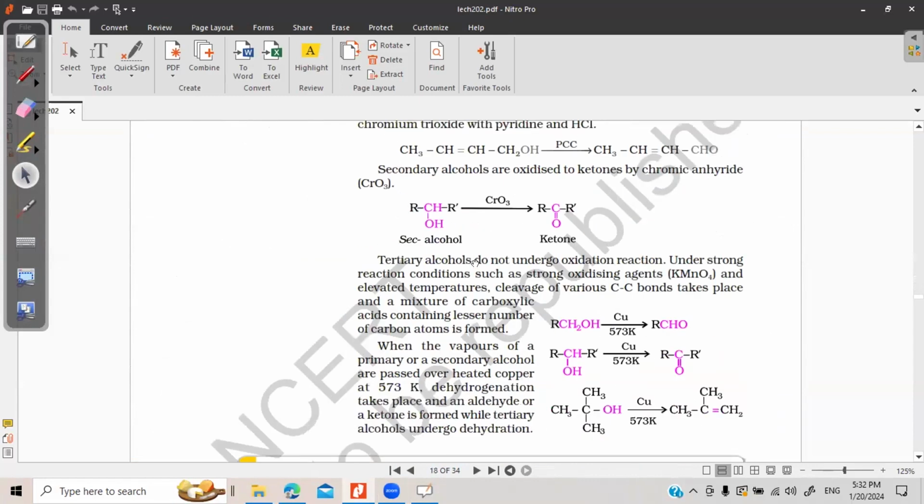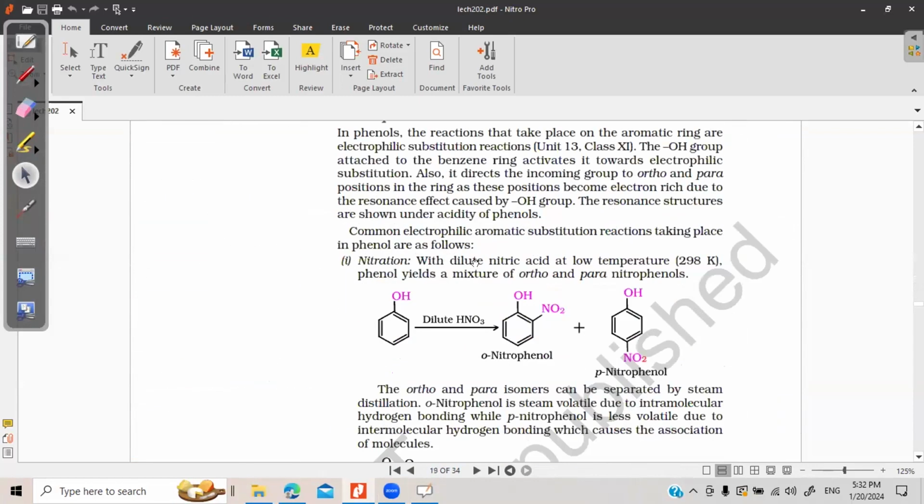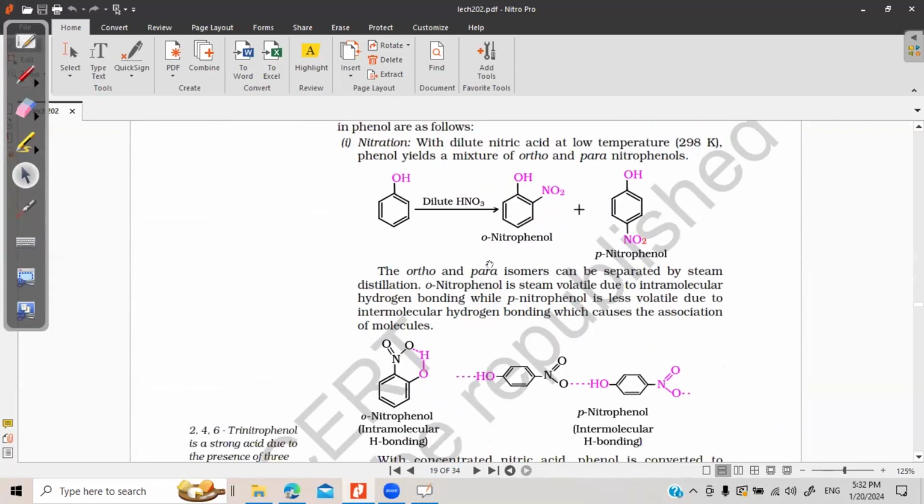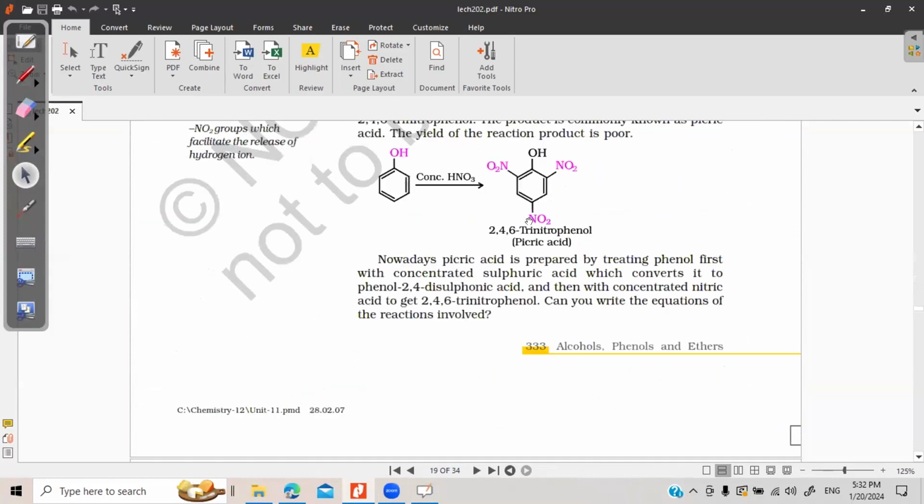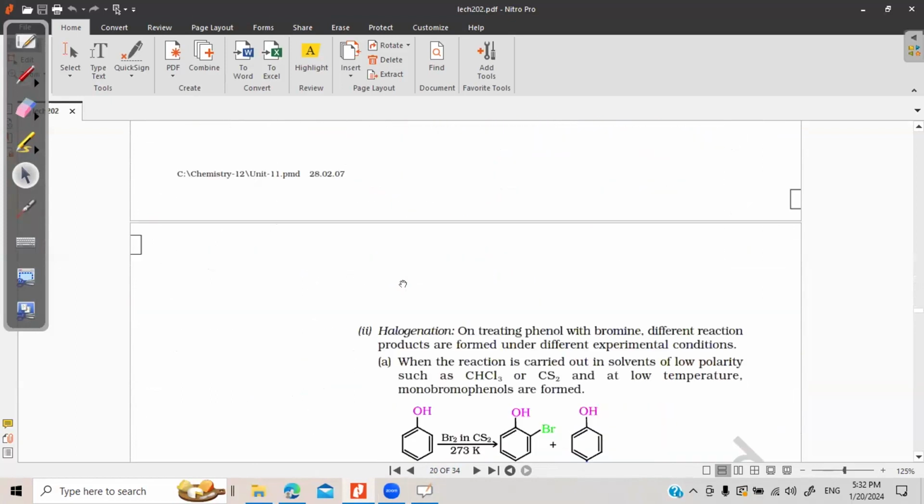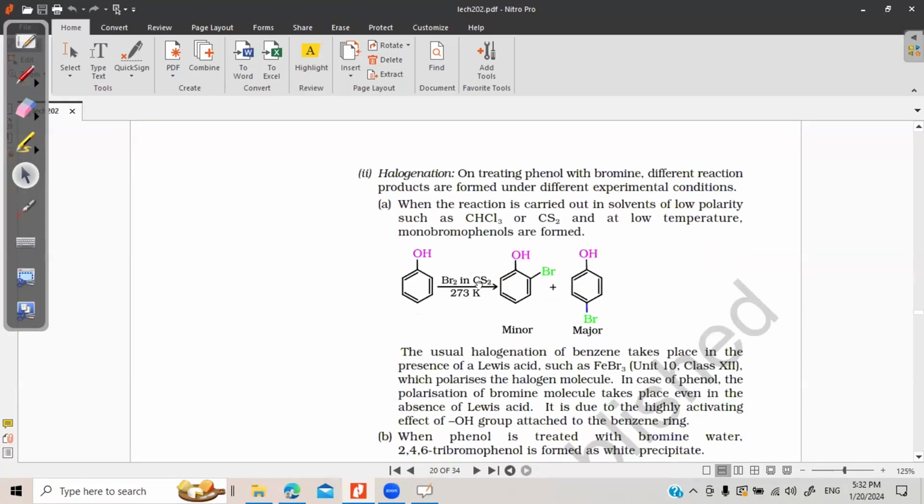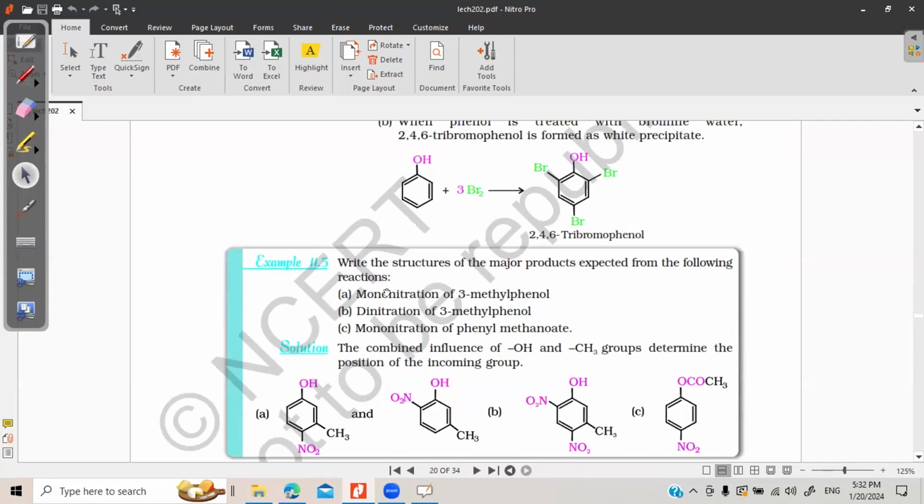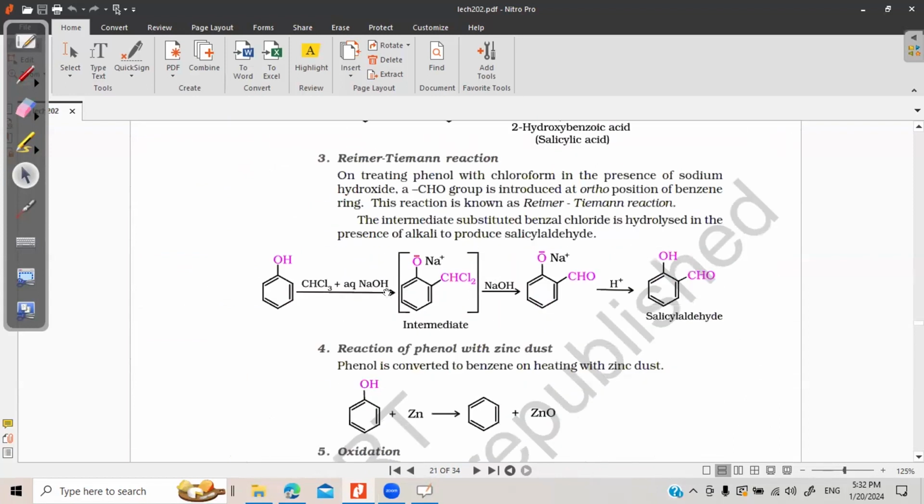The chemical properties of the alcohol we have already studied in the previous class. This is nitration of the phenol. In the book, alcohol and phenol chemical properties are given side by side, simultaneously, together. This is the concentrated nitric acid. Halogenation, that is Br2 in CS2. Br2 in the aqueous medium, we get the tribromo structure.